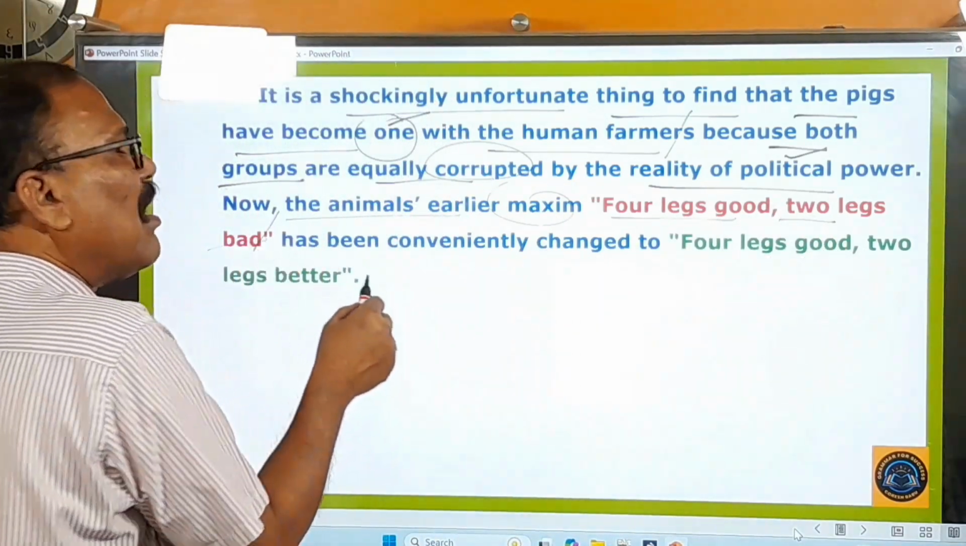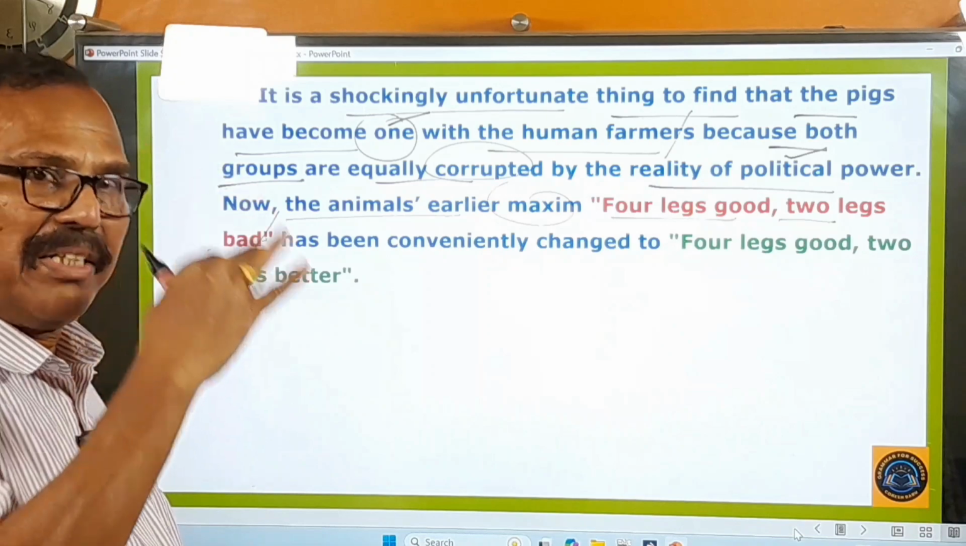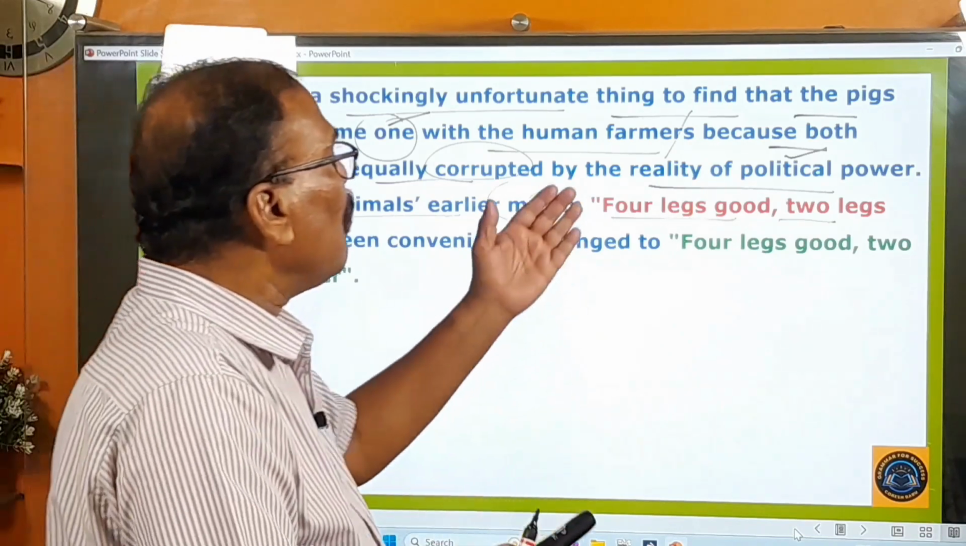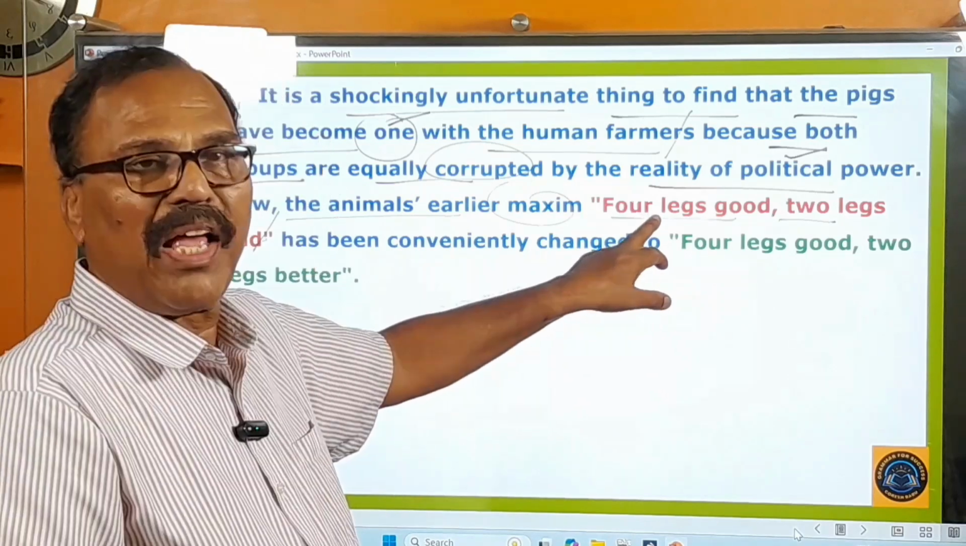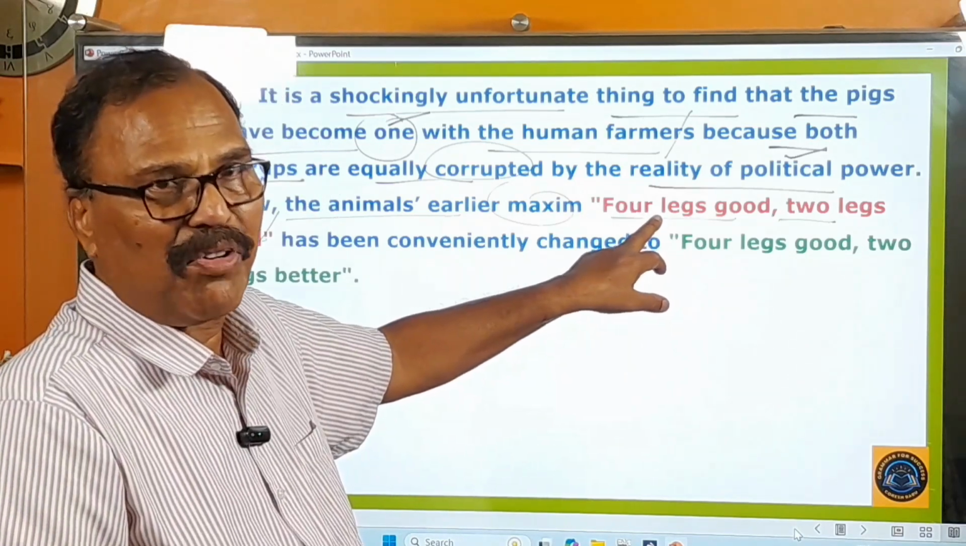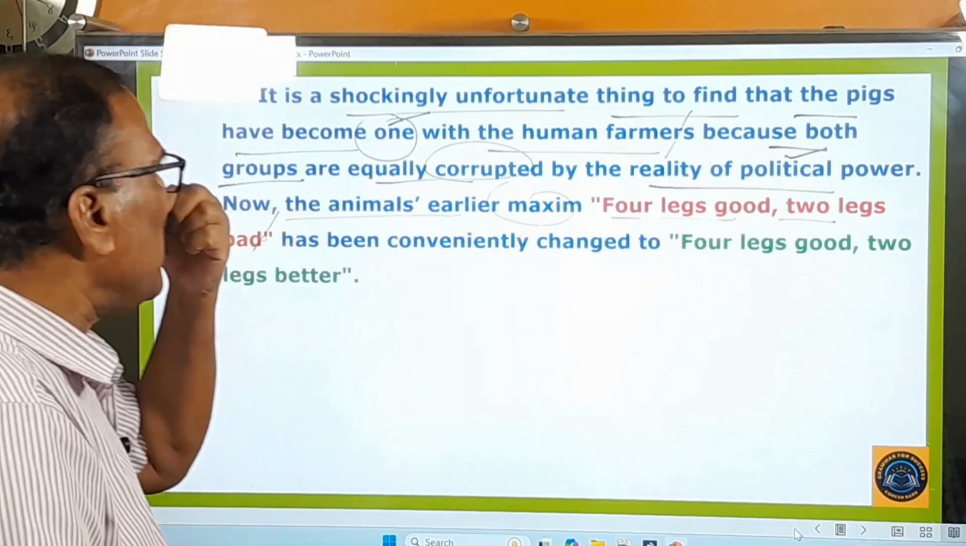So this was the maxim of this Animal Farm in the early days. They said 4 legs good. 4 legs good means animals are good. 4 legs, who will have 4 legs? Only the animals will have 4 legs. So 4 legs good means animals are good. 2 legs means human beings.